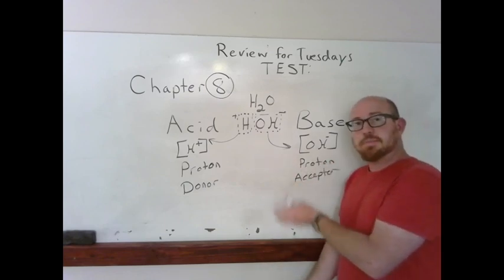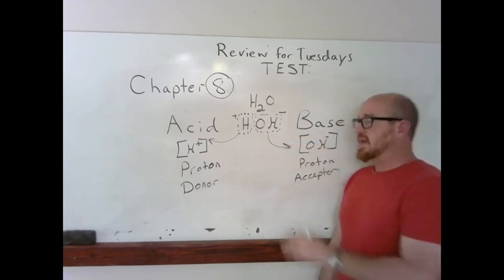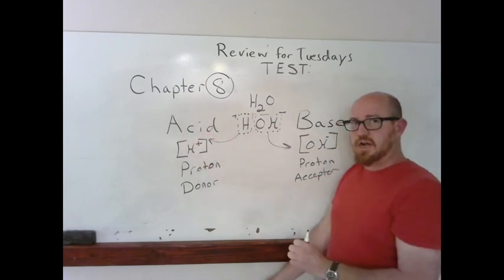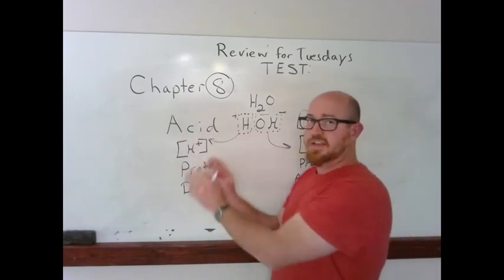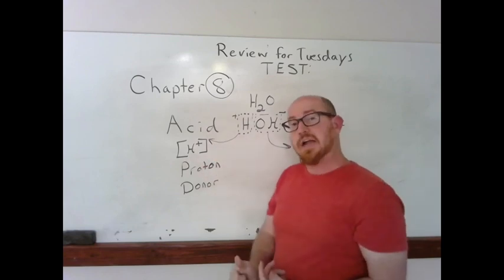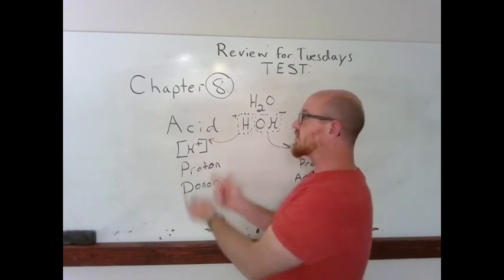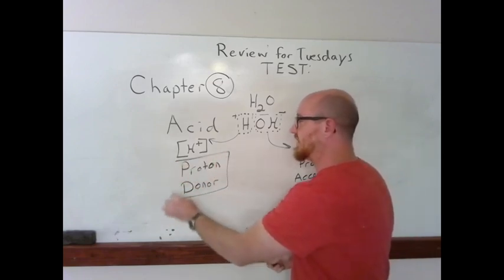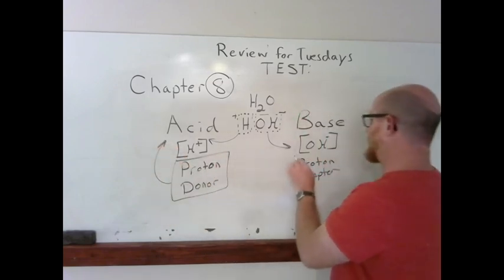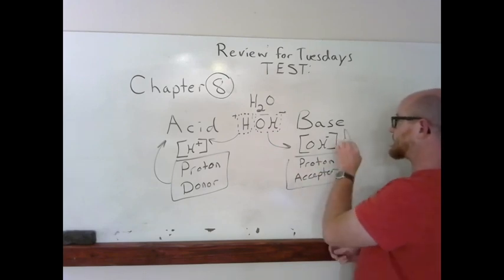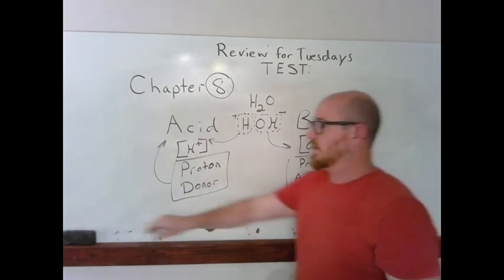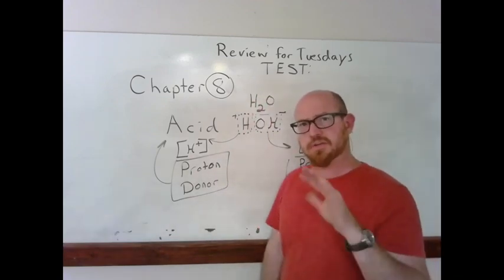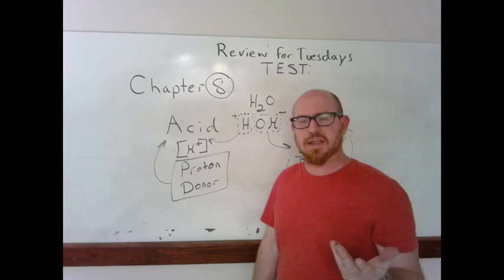So a proton acceptor is considered a base, and anything basic is missing those positive hydrogen ions, whereas anything acidic is chock full of all those hydrogen ions. So essentially, what we've got here is the definition of an acid and a base. Now, what we really want to understand is how these two things come together to define the pH scale.